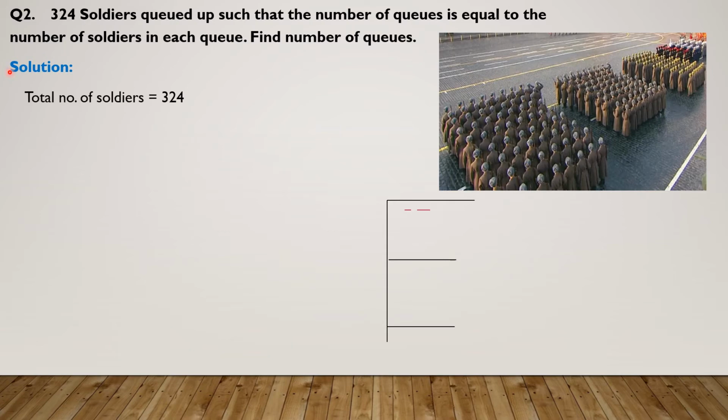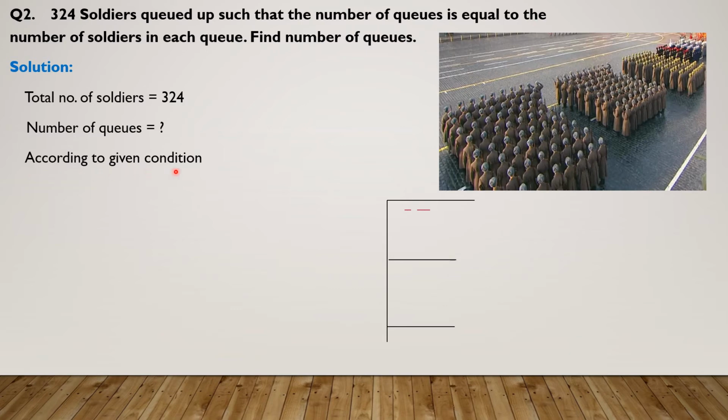Let's start the solution. First of all, we will write the given information in the question. What is your question? 324 soldiers means the total number of soldiers we have is 324. Now the next thing is they are queued such that the number of soldiers is equal to the number of queues, and we have to find the number of queues. So the second thing you have to find is number of queues equal to question mark. Now one condition is given in your question. What is that condition? Number of queues is equal to number of soldiers.